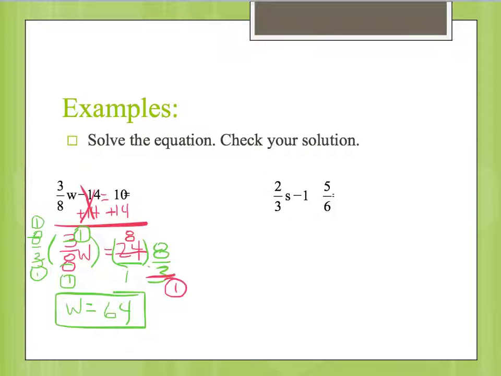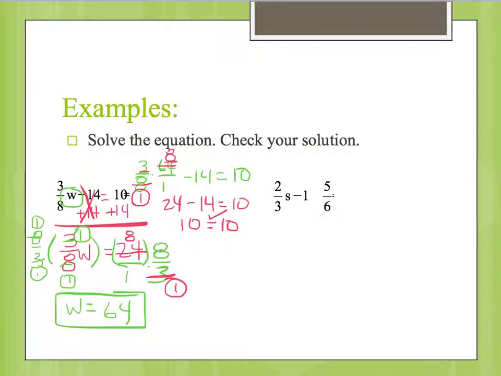Plug that back in for w. 3/8 times 64 over 1 minus 14 has to be equal to 10. So again, I'm going to use my canceling here. 8 and 64, I can divide them both by 8. 8 divided by 8 is 1. 64 divided by 8 is 8. So top times top and bottom times bottom. 3 times 8 is 24. 1 times 1 is 1. So 24 over 1 is 24. Minus 14 needs to be 10. So you see that my solution of 64 checks because I get 10 is equal to 10 when I check it.